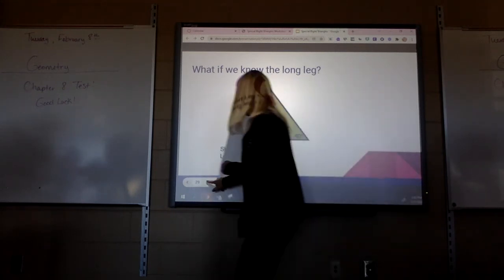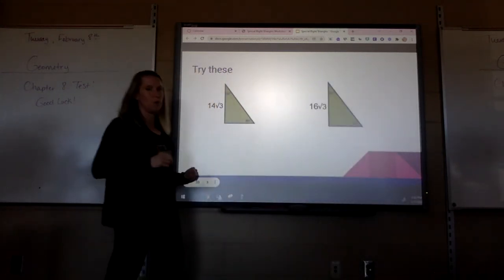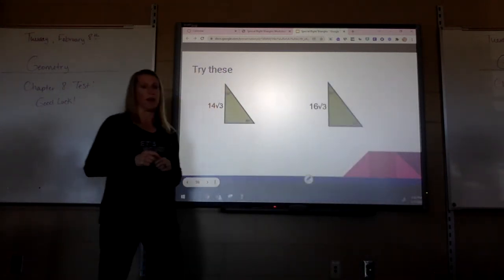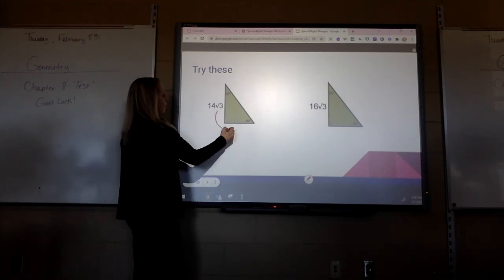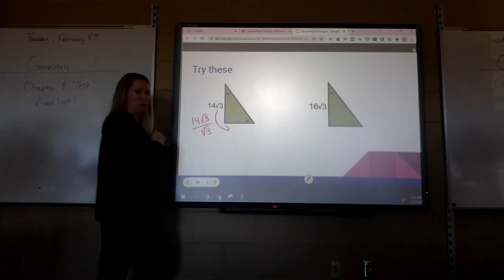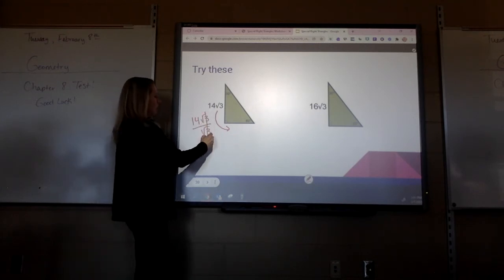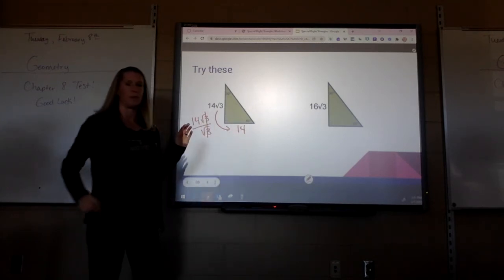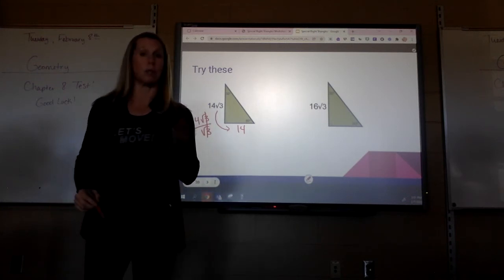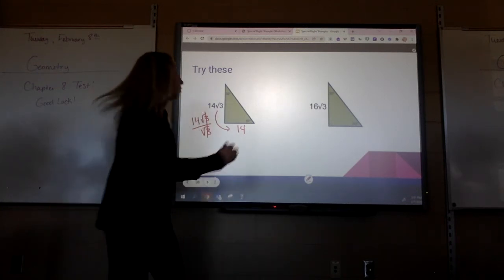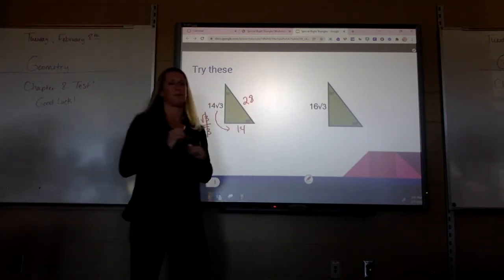Okay. So I know the long leg is 14 radical 3. To go backwards, 14 radical 3 divided by radical 3, the radical 3's cancel, and I have 14. Now I can get the hypotenuse by just taking the short leg times 2, 28.